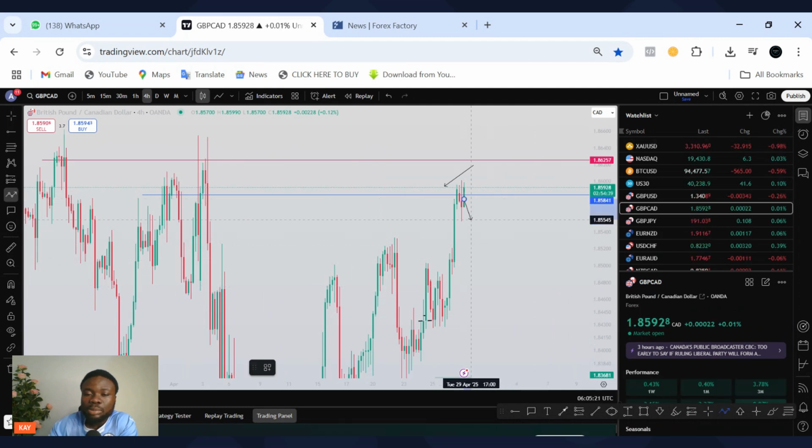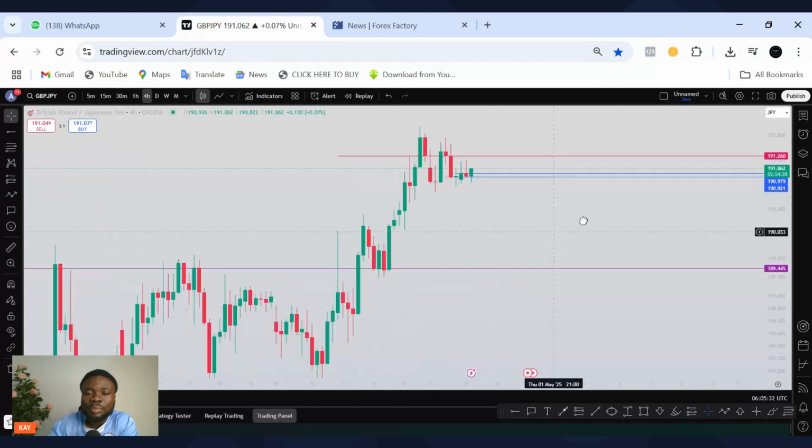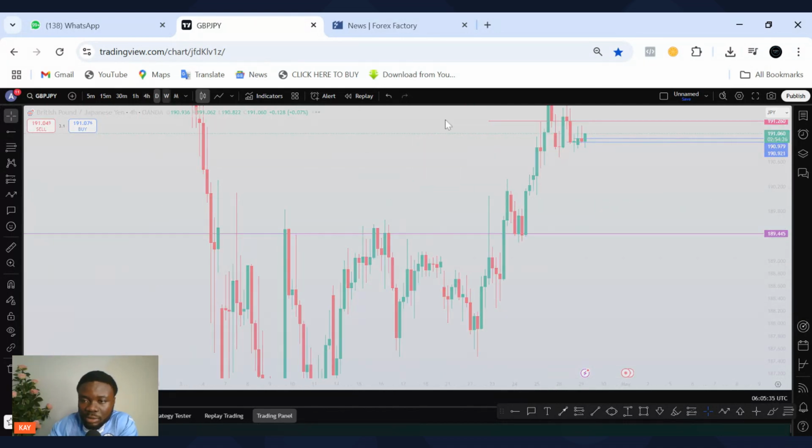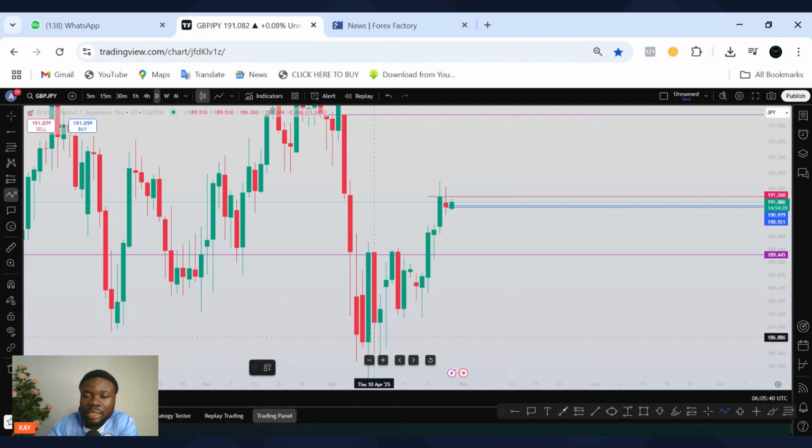Unless price has pulled back to this level before, I will go in for a buy. So let's look at the GBP opportunity on GBPJPY. Looking at the daily time frame on GBPJPY, price is currently in an uptrend.